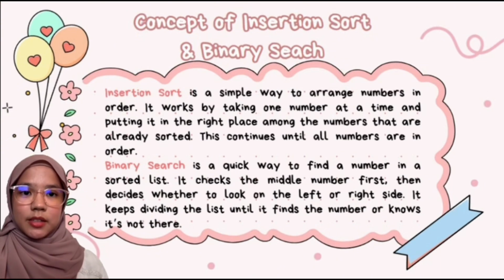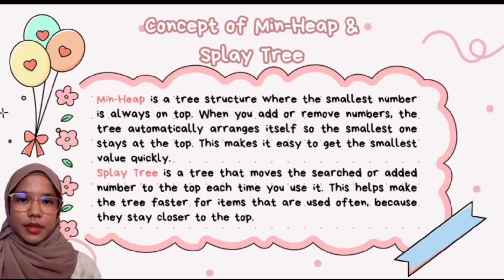Next, binary search is a quick way to find a number in a sorted list. It checks the middle number first, then decides whether to look on the left or right side. It keeps dividing the list until it finds the number or knows it's not there. Thirdly, min heap is a tree structure where the smallest number is always on top. When you add or remove numbers, the tree automatically arranges itself so the smallest one stays at the top. This makes it easy to get the smallest value quickly.